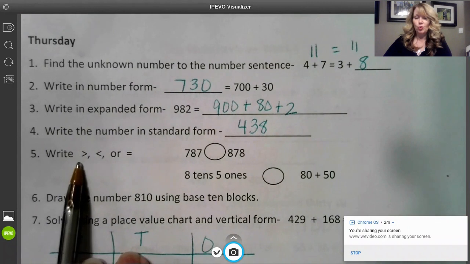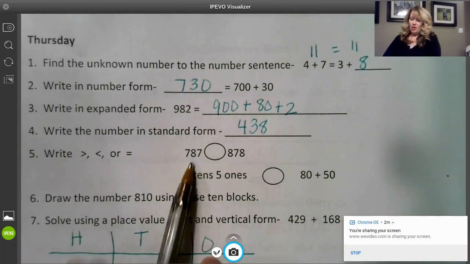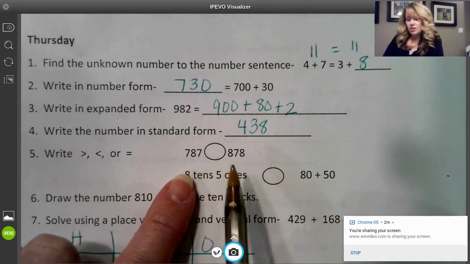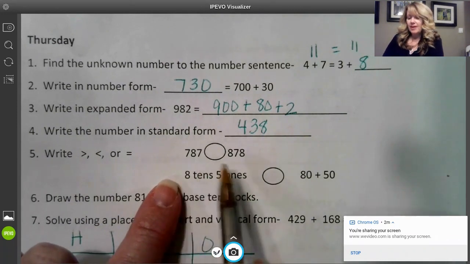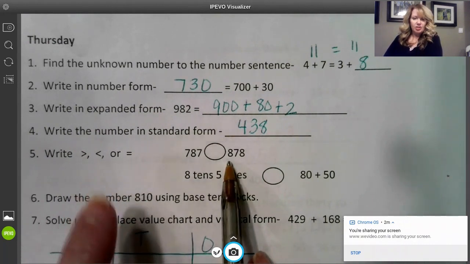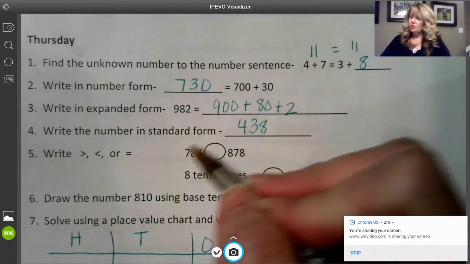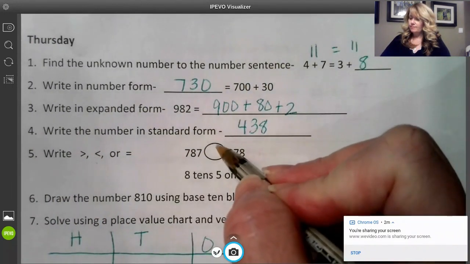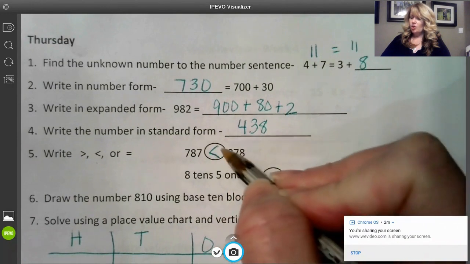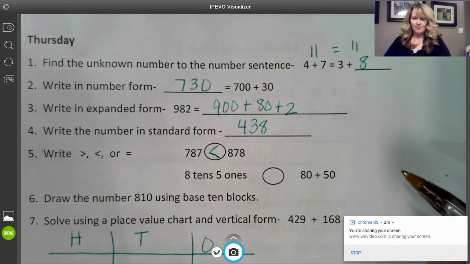Number 5, we compare numbers. We're going to use the greater than, less than, or equal sign. So here we have 2 numbers. We're going to look first at the hundreds. This one is 700. This one's 800. So we can tell which is the smaller number and which is the bigger number just by looking at the hundreds. We're going to use the less than sign. It's going to open up to the big number, and it's pointing to the smaller number.